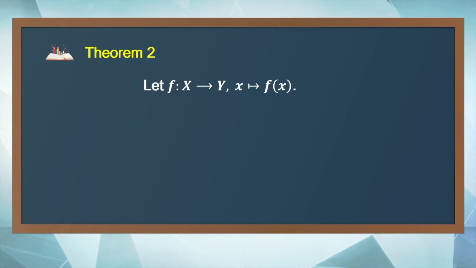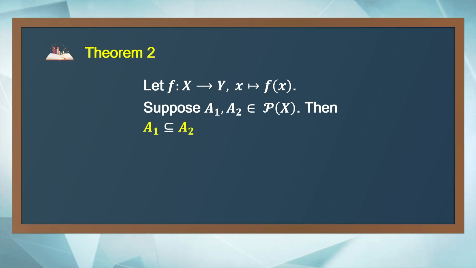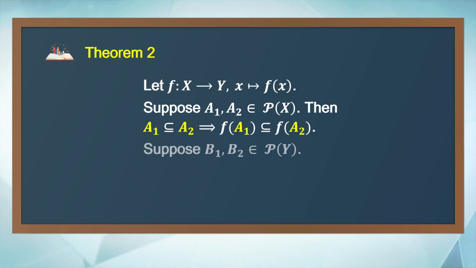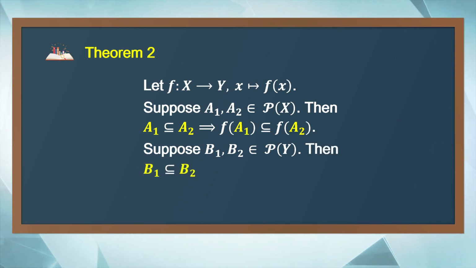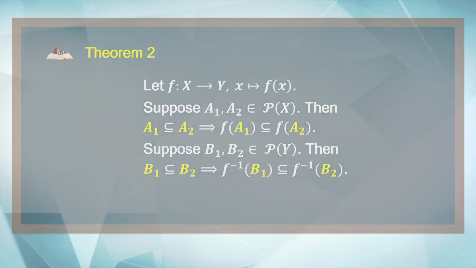Next, theorem 2. Let f be a function from X to Y. Suppose A1 and A2 are two subsets of X. If A1 is a subset of A2, then the image of A1 is a subset of the image of A2. Suppose B1 and B2 are two subsets of Y. If B1 is a subset of B2, then the preimage of B1 is a subset of the preimage of B2.